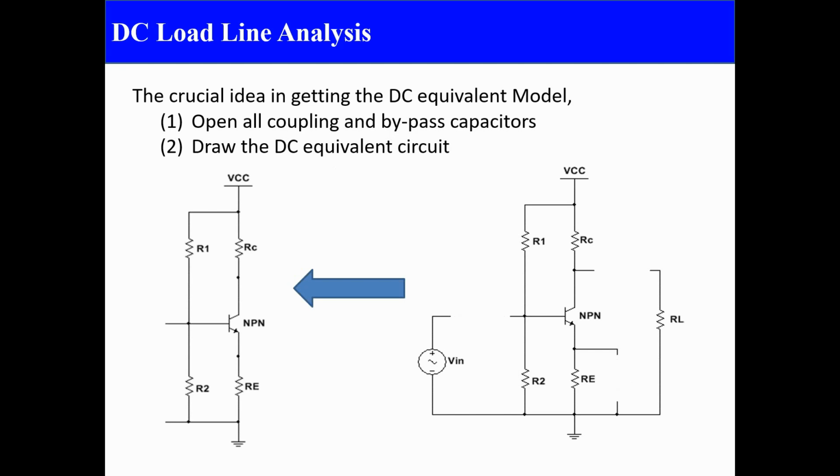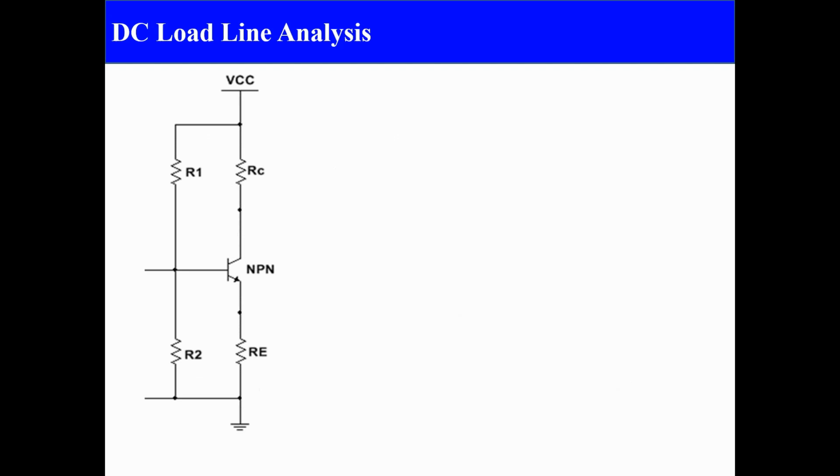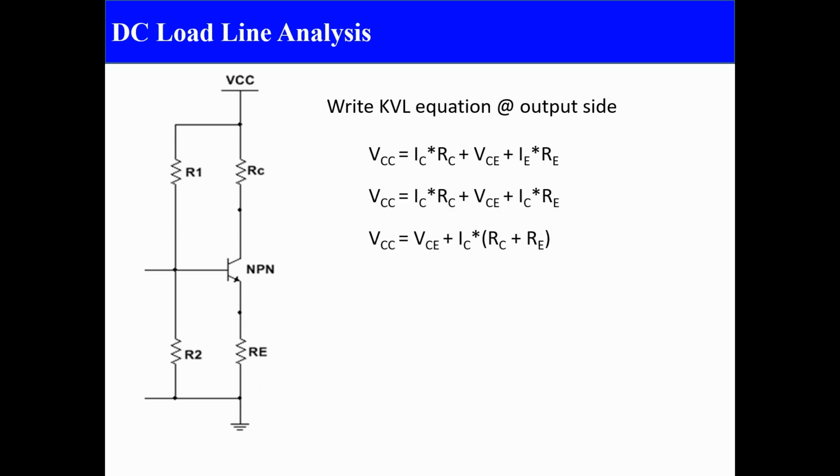line. Actually a line is represented by 2 points. So we have to find out 2 points, one on the x-axis, one on the y-axis. Then when we join these 2 points, we'll get a line that is known as the DC load line. So see this previous circuit. Now when we apply KVL in the outer loop, we'll get VCC is equal to IC RC plus VC plus IE into RE.